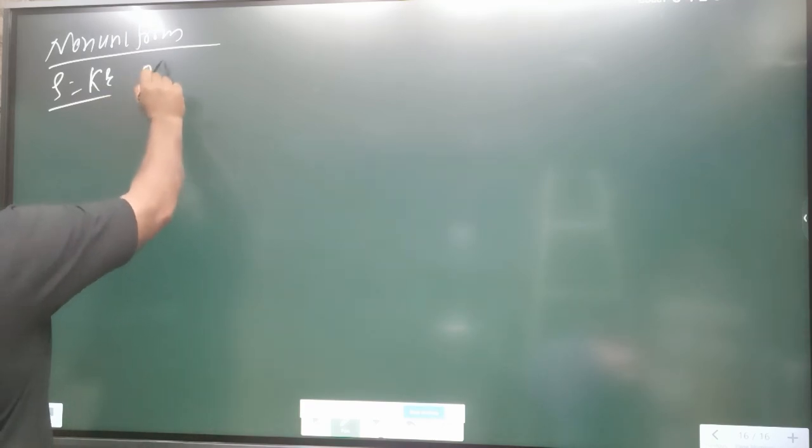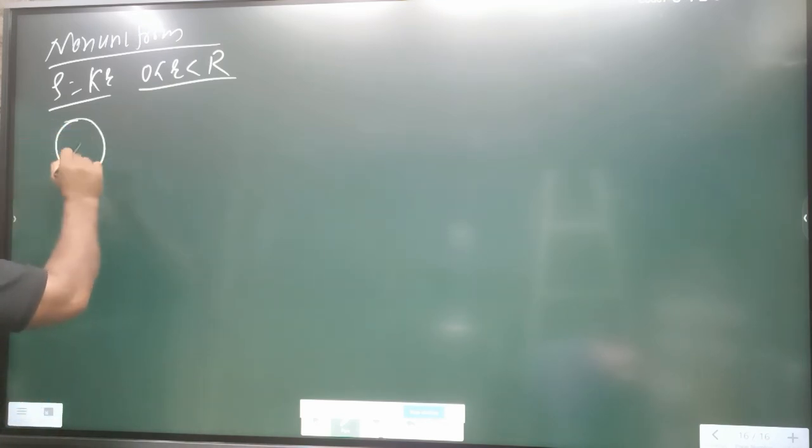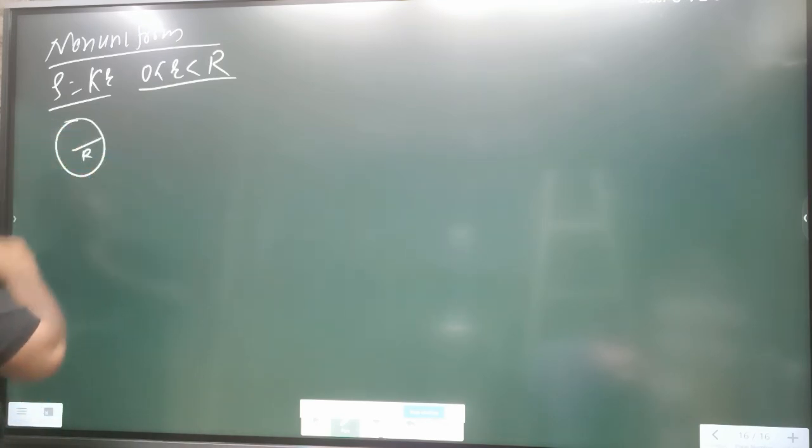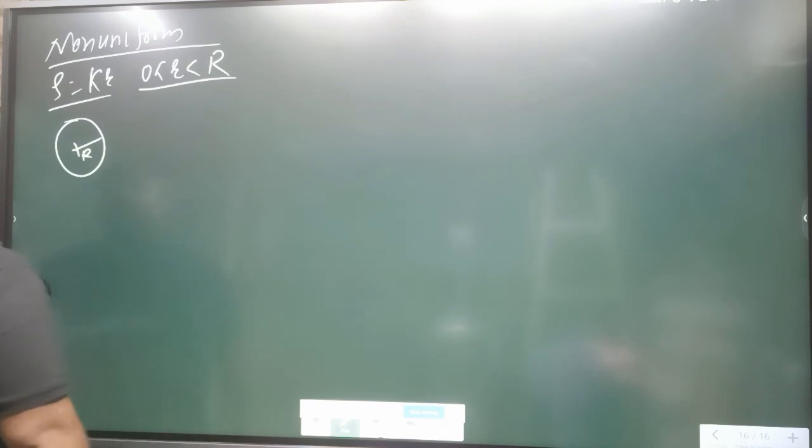Rho is equal to kr. In which region? Zero is less than r is less than capital R, which means up to the radius of the body. Yes or no? Rho is varying from zero to capital R.